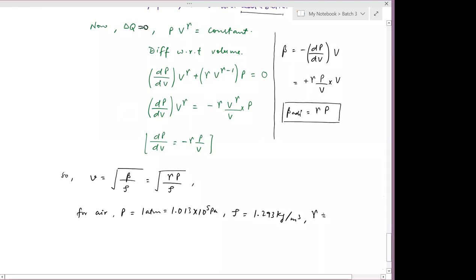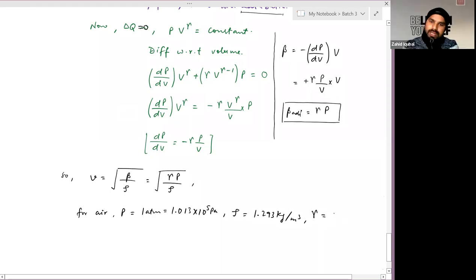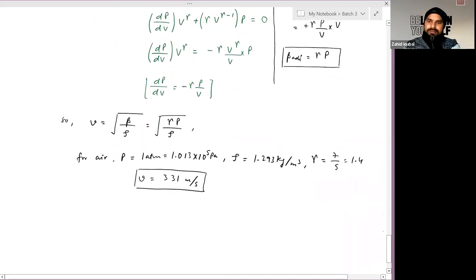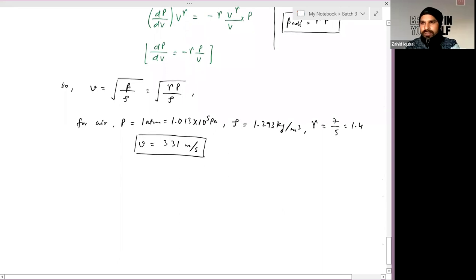Yes, sir. So for diatomic, degree of freedom will be 5, and so gamma will be 7 by 5, that is 1.4. So if you put these terms to the above expression, you will get velocity about 331 meter per second. That is approx equals to actual speed of sound in air at this particular condition. Is it clear? Yes, sir. So from this part, you'll be asked, define longitudinal wave, derive Newton's formula, and hence explain Laplace correction to it.